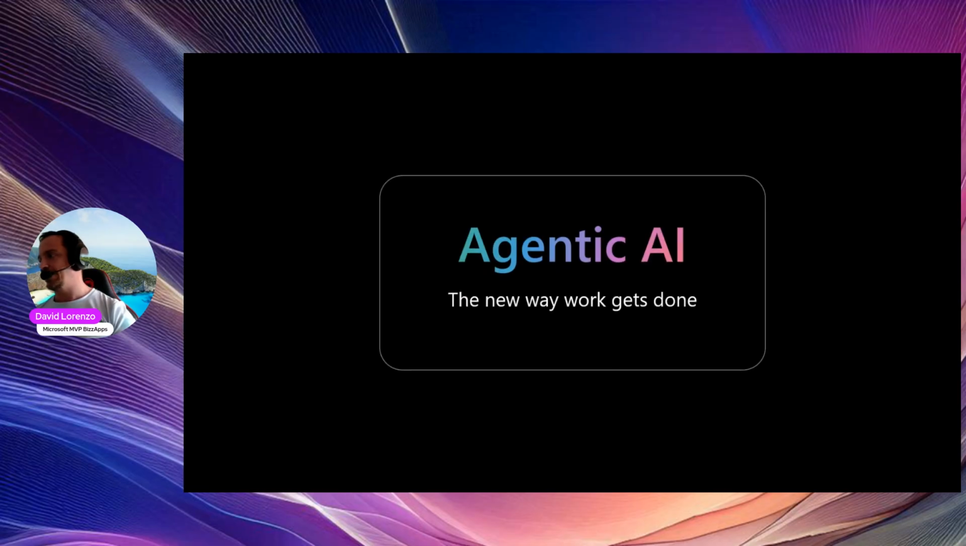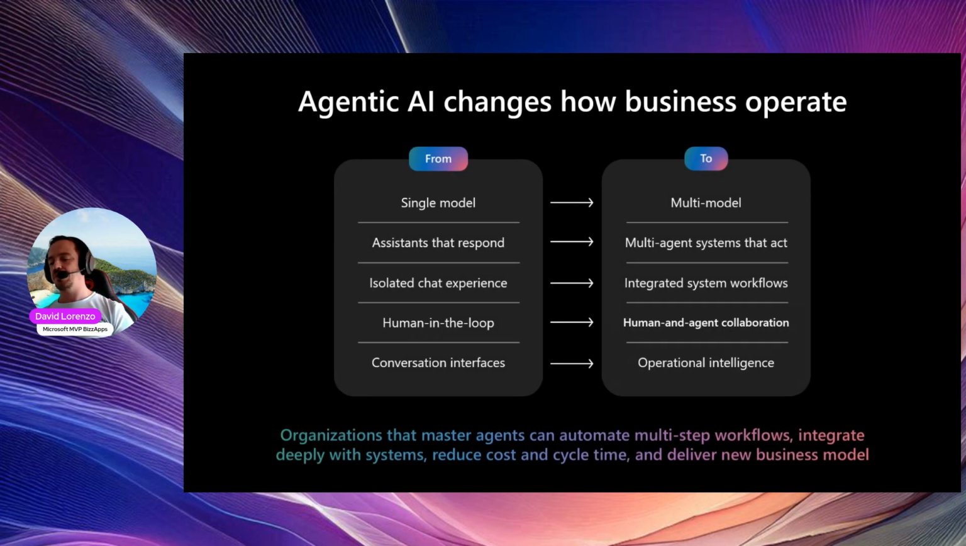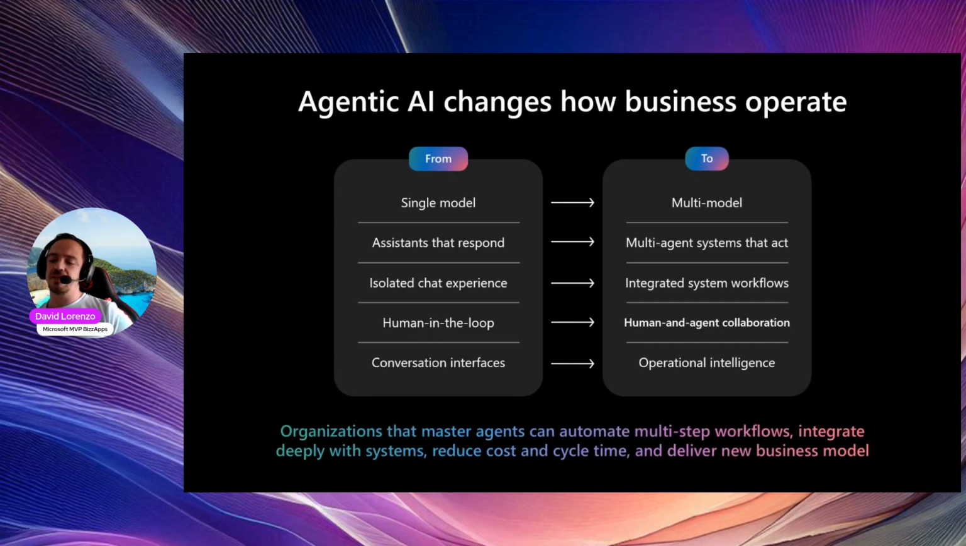So let's go ahead. Agentic AI is the new way work gets done. So what is agentic AI? What we mean by agentic AI is the process or the way we operate as a business. We can see it from when we come in the left-hand side to where we go in the right-hand side.